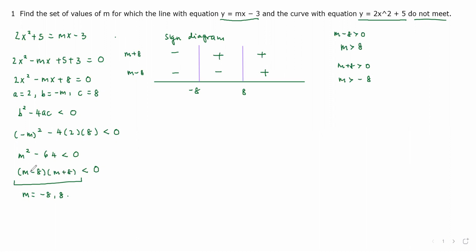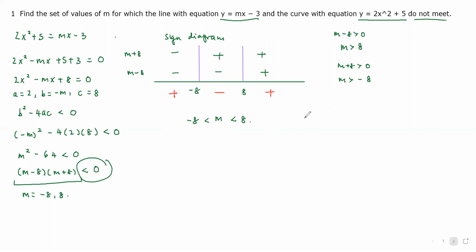We want to find the product of m plus 8 and m minus 8. We find the product of signs. This is positive, positive, negative is a negative, and the last one is positive. And we want to solve for less than 0, negative sign. So m here must be in between negative 8 and 8. That will give you the set of values of m in which the line does not intersect the curve.